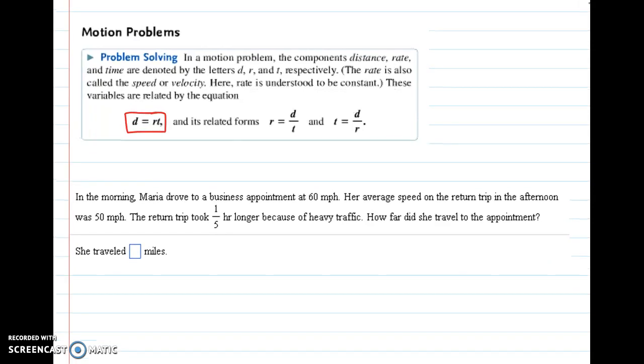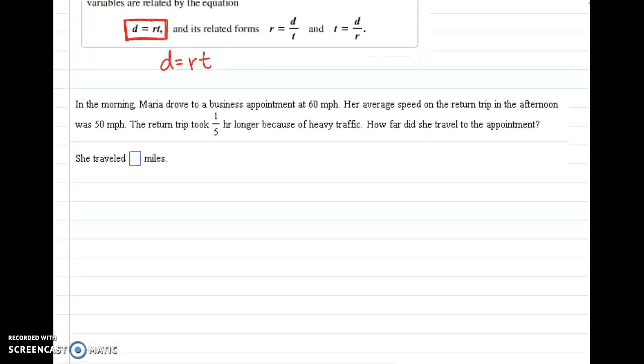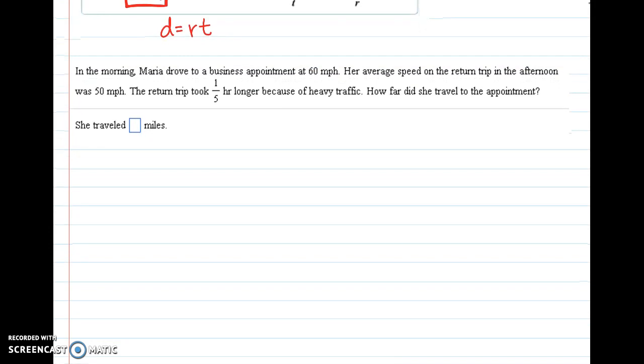So, there are these motion problems, okay? The most important equation that you are going to use most often is distance equals rate times time. Most often, distance is going to be in miles or kilometers, rate will be in miles per hour or kilometers per hour, and time is going to be in hours. So we have to be careful about that. Units become important when we do these application problems, word problems.